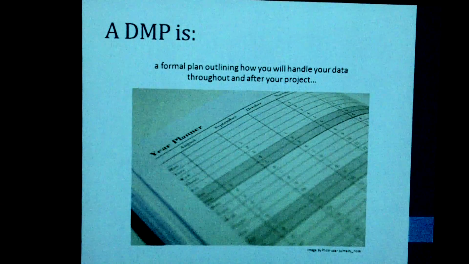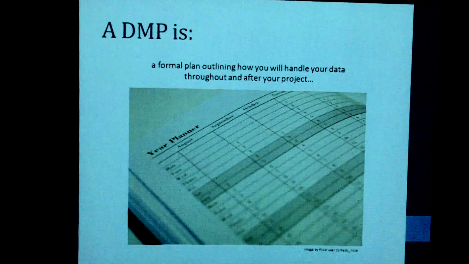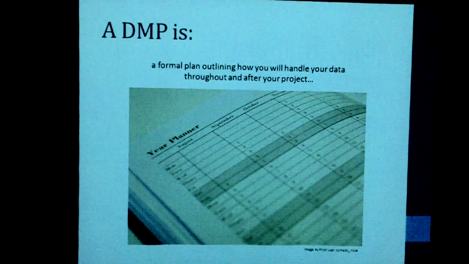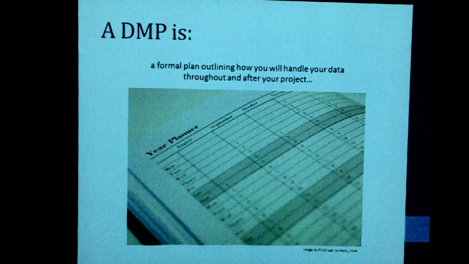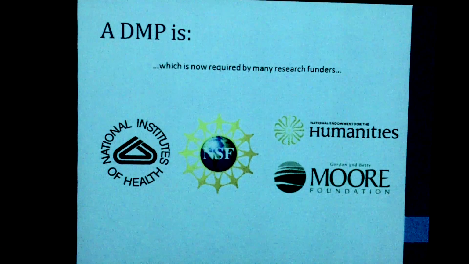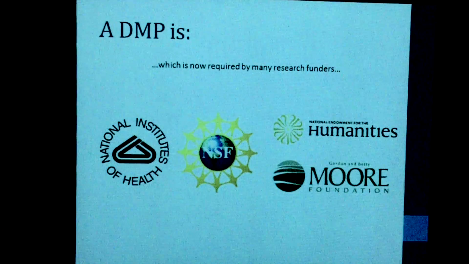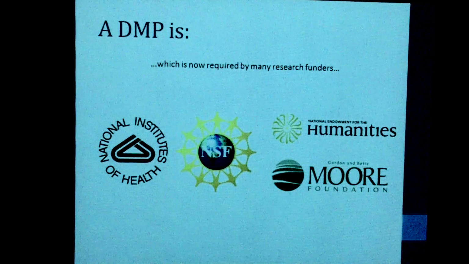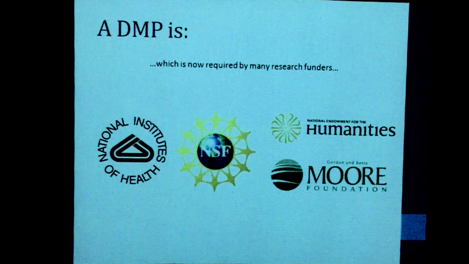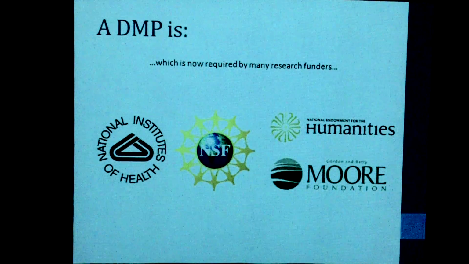To start, a data management plan at its very basic level is a formal plan outlining how you're going to handle your data both during your project as well as beyond the life of your research project, because managing your data doesn't end once your data collection and analysis is over. This is required by many federal research funders, including the National Institutes of Health for any funding over $500,000 a year, NSF for all grants, and any humanities people here? No, all sciences people. The National Endowment for the Humanities and the Gordon and Betty Moore Foundation, as well as other humanities funders, also are requiring this now.